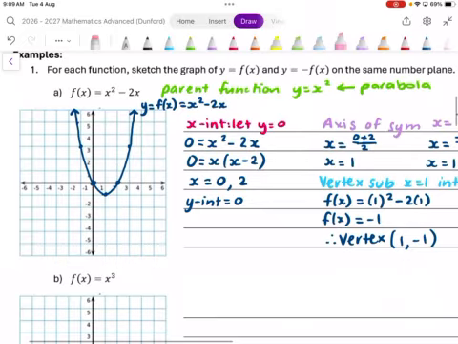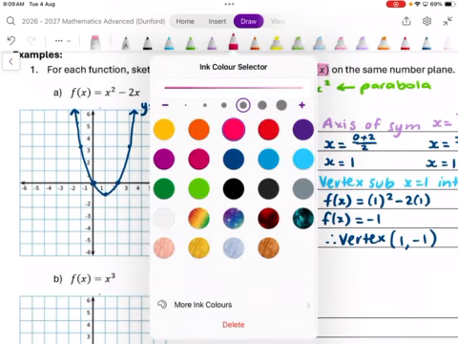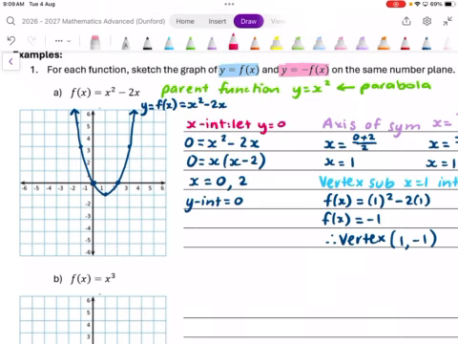I'm going to sketch my graph in a different colour. So my y equals negative f of x, I'm going to pick a different colour to sketch in, and my y equals f of x was already done in blue. Our x-intercepts are going to stay the same.